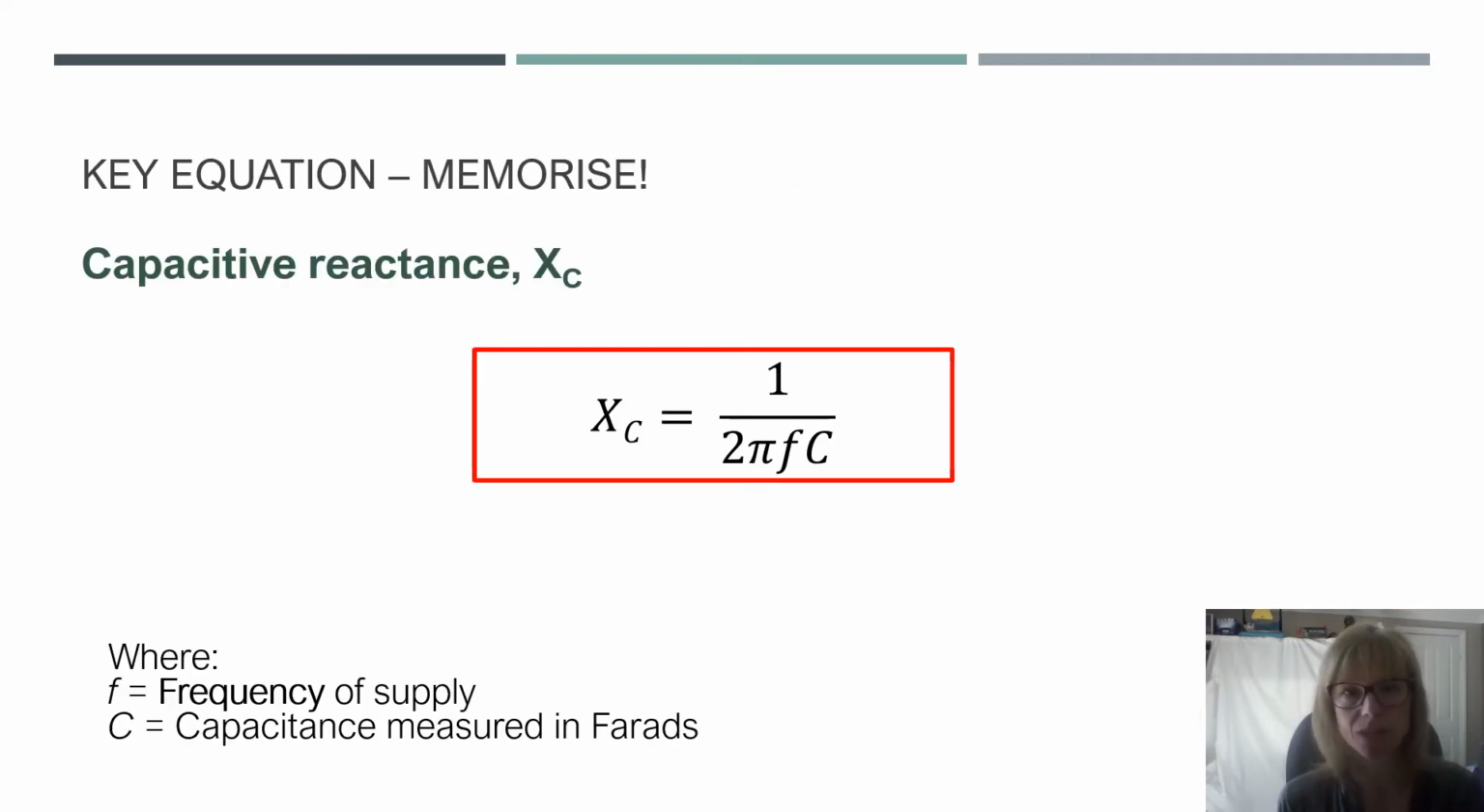Here we go, key equation to memorise. Capacitive reactance is equal to 1 divided by 2 times pi times F, which is our frequency, times C, which is our capacitance, which is measured in farads.